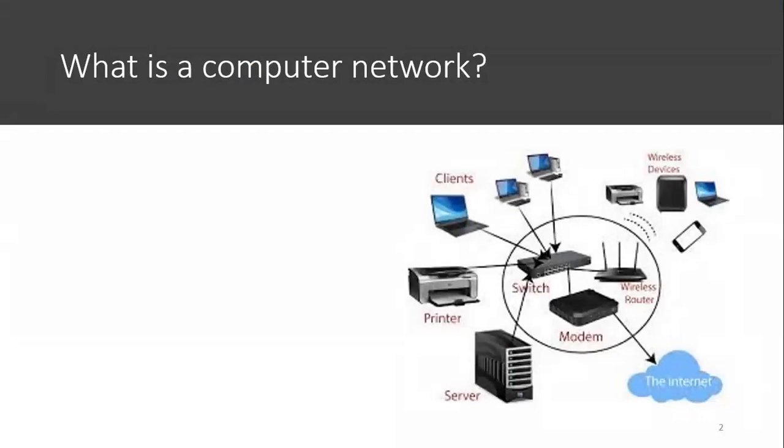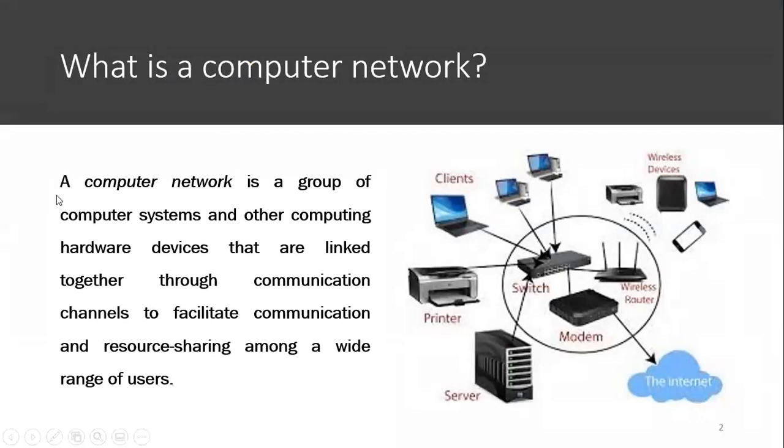So first of all, what's a computer network? Now, a computer network is a group of computer systems and other computing hardware devices that are linked together through communication channels to facilitate communication and resource sharing among a wide range of users. So there are a few key terms in here. It's a group of computer systems.